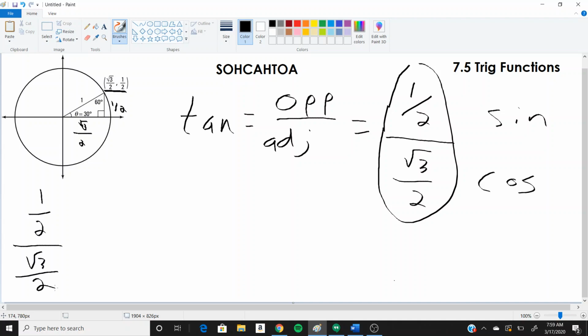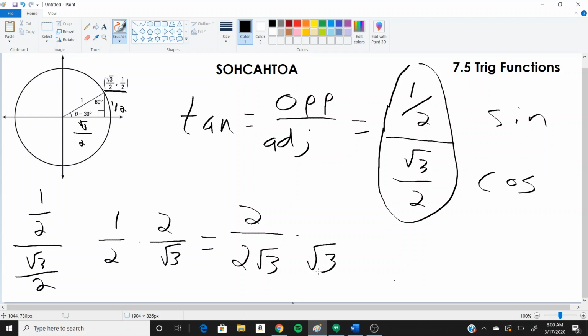So remember, we take the bottom fraction and we flip it. So that's going to be 1/2 times 2 over radical 3 equals 2 over 2 radical 3. Now you'll remember we can't have a radical in the bottom, so we're going to multiply both the top and the bottom here by radical 3.